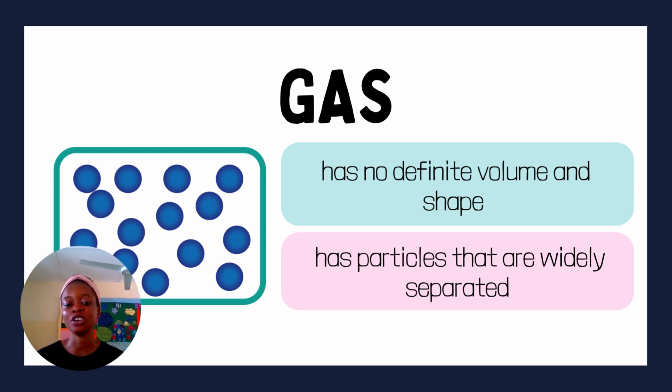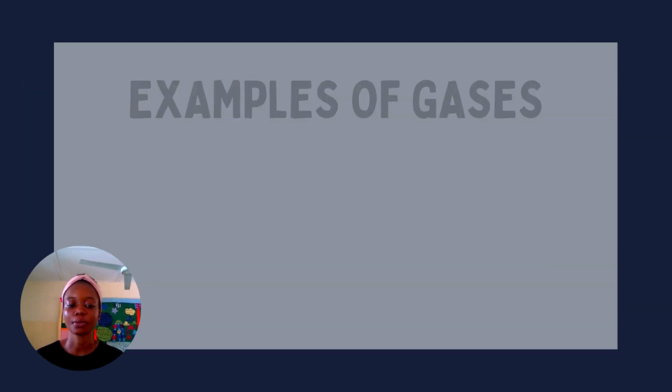Now, unlike solids and liquids, which have particles that are closely packed together, in the case of gases the particles are very widely separated and they can move around. Gas has no definite shape or volume. That's one of the major characteristics of gas compared to solids and liquids.